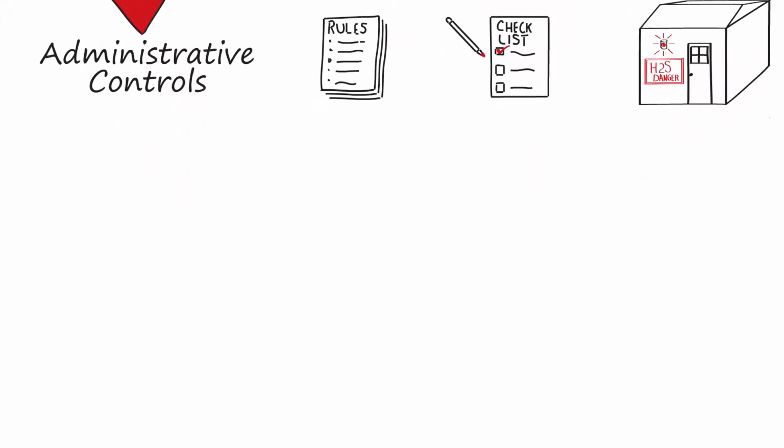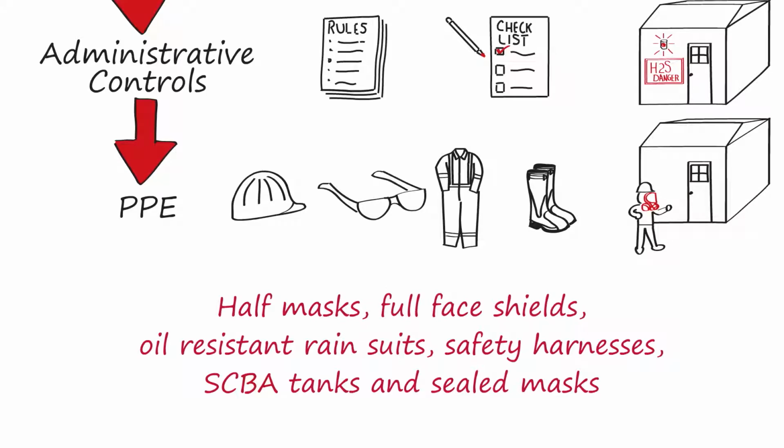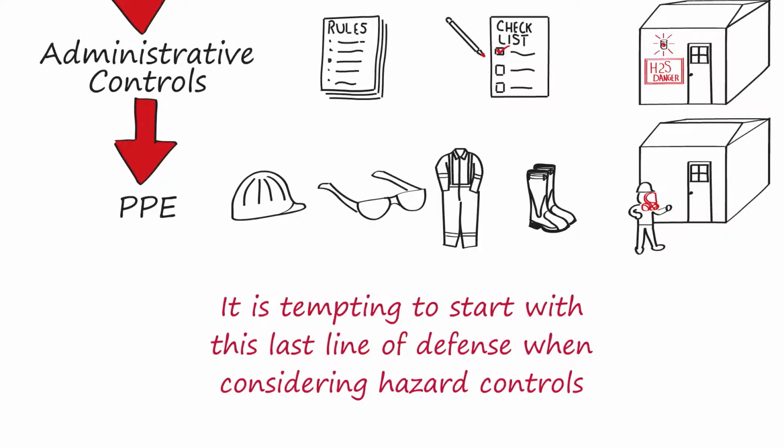At the lowest level of the hierarchy of controls is personal protective equipment, or PPE. These are well known in the oil and gas industry. Hard hats, safety glasses, fire-retardant coveralls, gloves, steel-toed rubber boots, earplugs, or muffs are often standard issue for workers. In other cases, half masks, full face shields, oil-resistant rain suits, safety harnesses, or even SCBA tanks and sealed masks are required. Sometimes it is tempting for companies to start with this last line of defense when considering hazard controls.